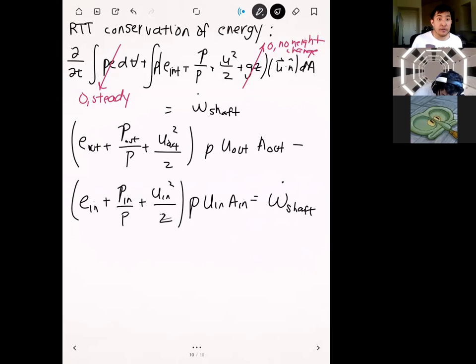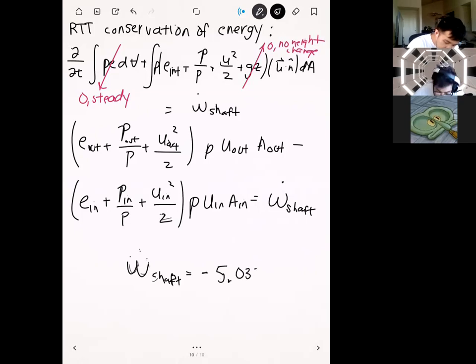And so all I did was evaluate that integral at the inlet and the outlet. Since we're given all these terms, we can just plug them straight in. And so we plug in all those quantities. What we get is minus 5.035 times 10 to the third kilowatts.